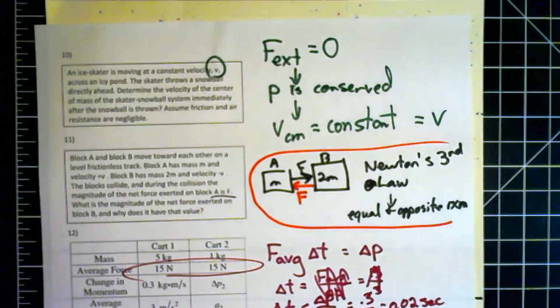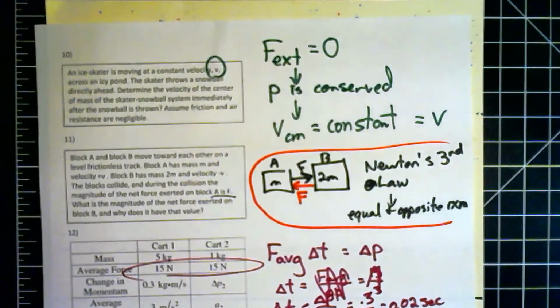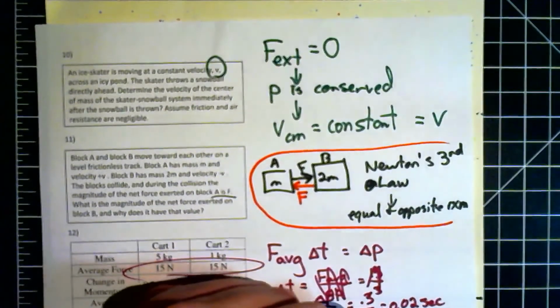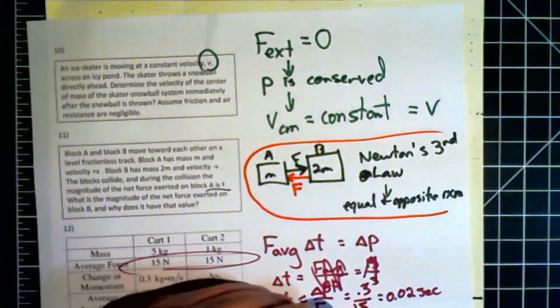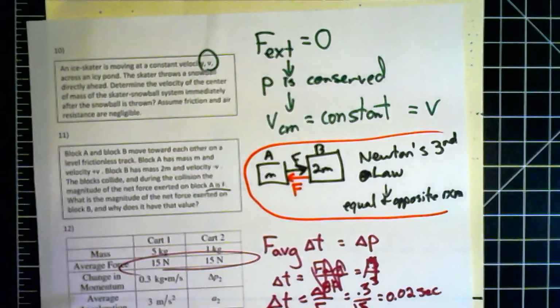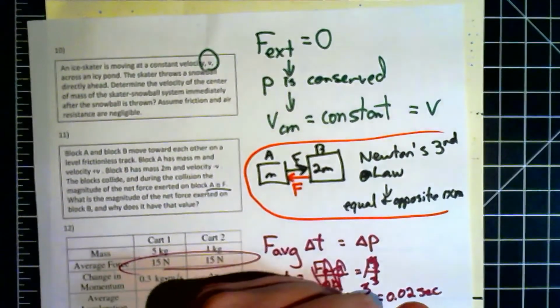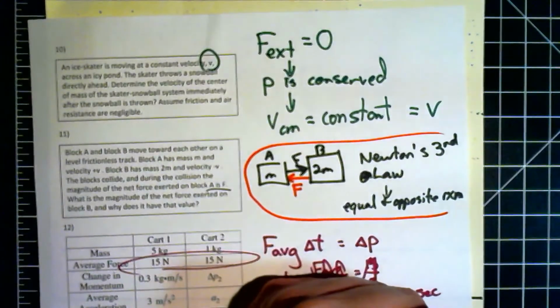So what I want to know is, what is my new change in momentum of cart number 2? Well, cart number 2 collides with cart number 1 with the same amount of time. So delta P is still going to be my average force, and it's still going to take the same amount of time. So we're going to have 15 times the same amount of time. Look at that. The change in momentum is exactly the same, 0.3 kilogram meters per second.